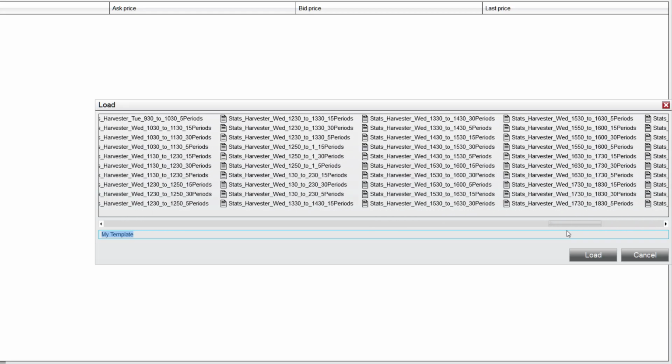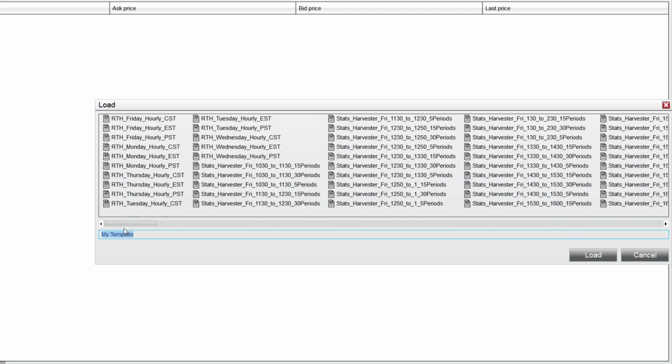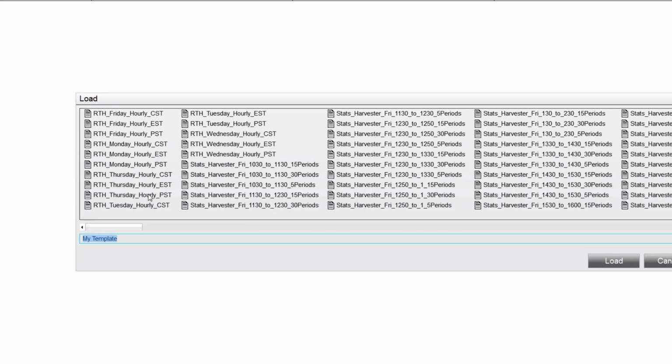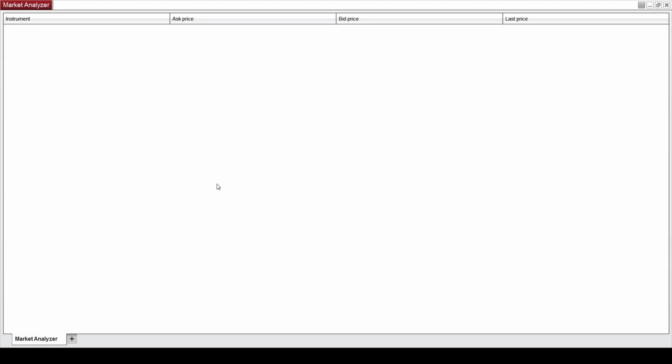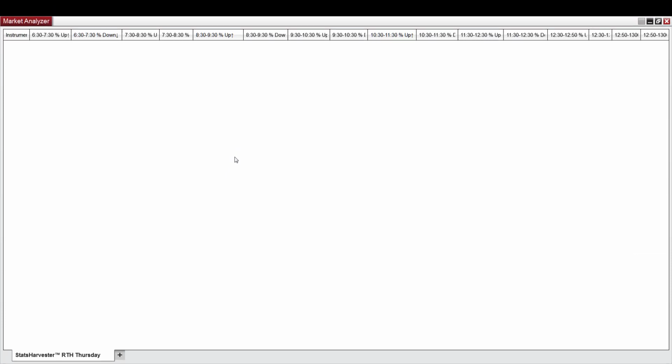So we load the RTH Thursday template in PST, which is Pacific Standard Time. I have, of course, EST and CST versions as well. By the way, RTH stands for regular trading hours. Okay, so from market open to market close, regular trading hours.